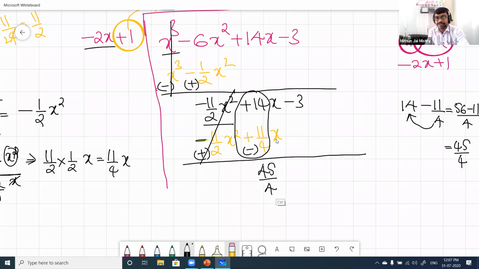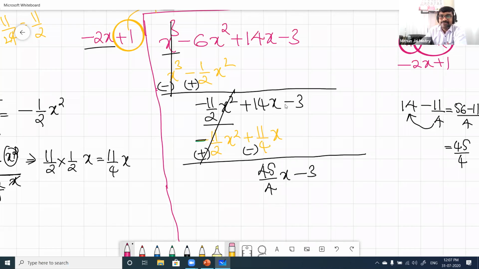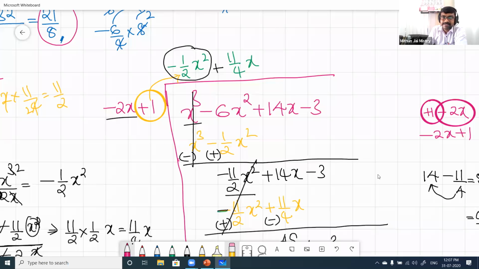And beside that, we have x as it is, right? Then we have minus 3. Don't worry. We approach the third term now. Once we approach the third term, we have to circle first this 11 by 4x, which means its job is over. Now we need not look at 11 by 4x.